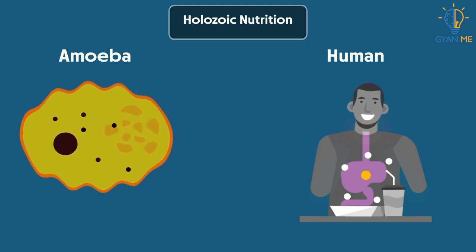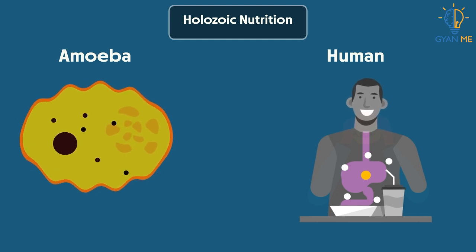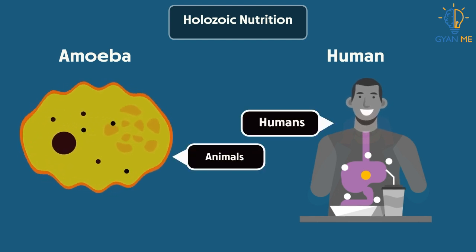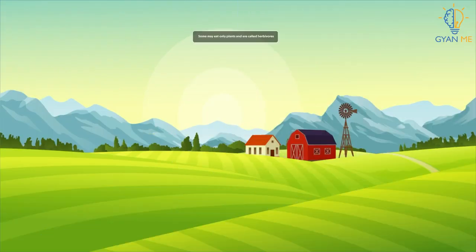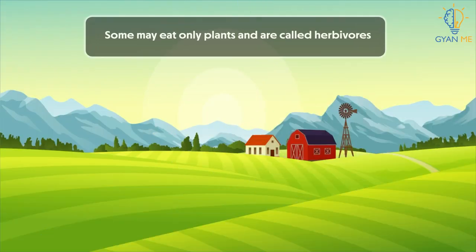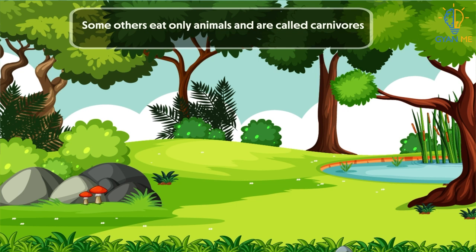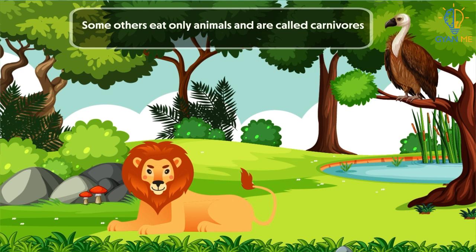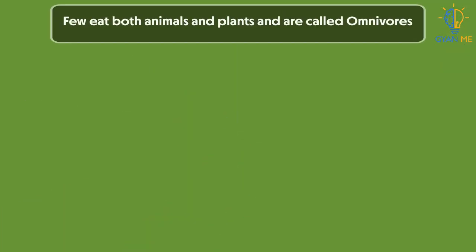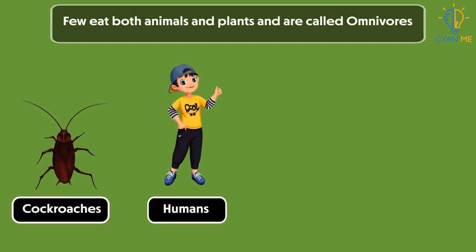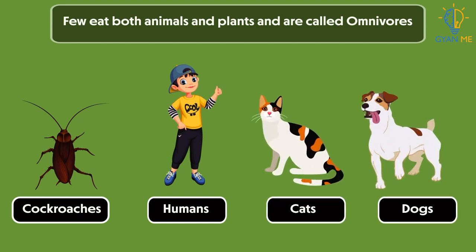Organisms of this category kill the plants or animals they eat. Humans and animals all fall in this category. Some may eat only plants and are called herbivorous, for example, deer, cow, rabbit, etc. Some others eat only animals and are called carnivorous, for example, lion, vultures, etc. While few eat both animals and plants and are called omnivorous, for example, cockroaches, humans, cats, dogs, etc.